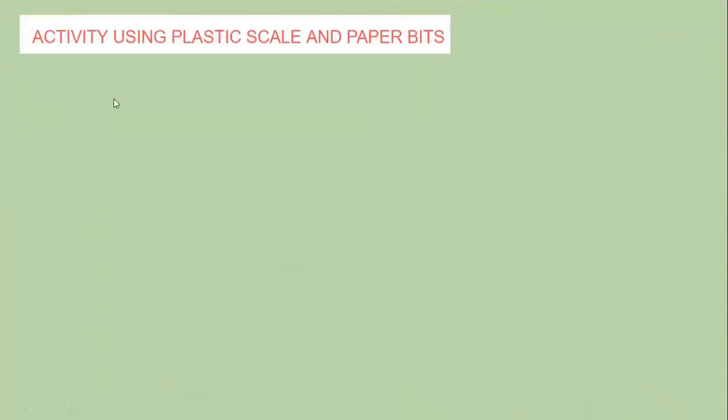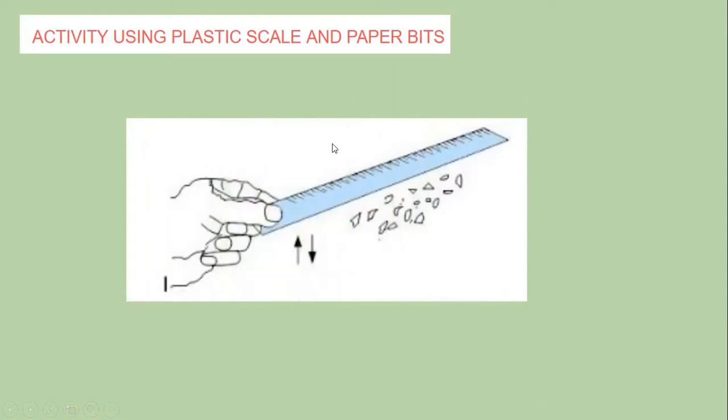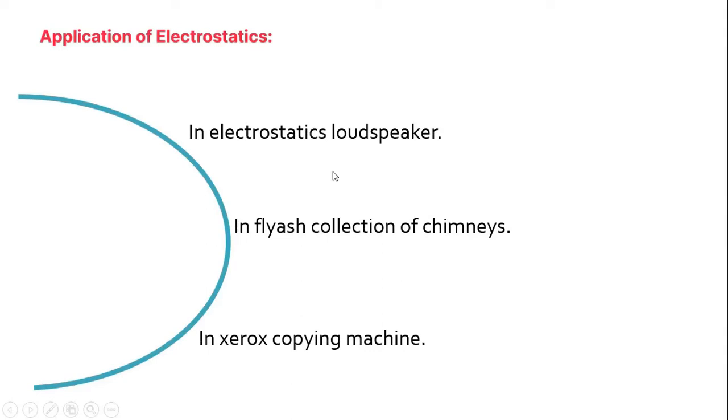There is another activity which you can do using a plastic scale and paper bits. If a charged plastic scale is brought near pieces of paper, the pieces of paper get attracted towards it. It is again because of electrostatics. Further, what are the applications of electrostatics? It is used in the electrostatic loudspeaker, in flash connection of chimneys, and in the Xerox copying machine.